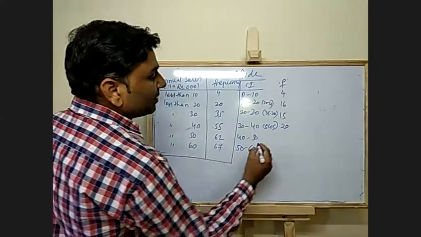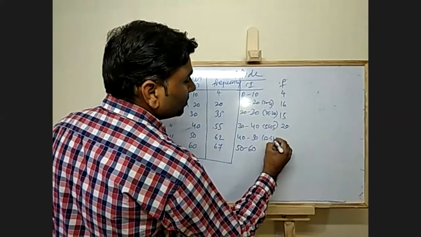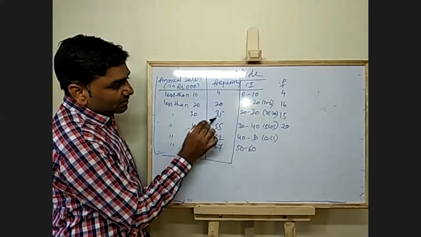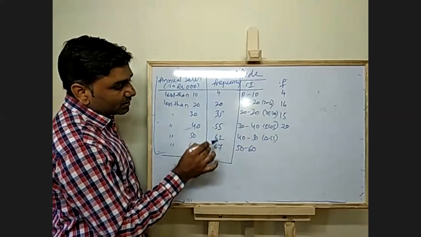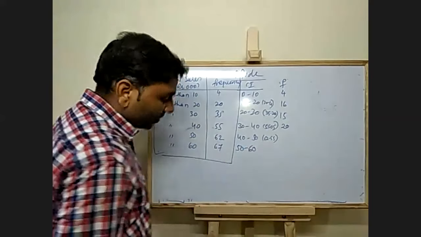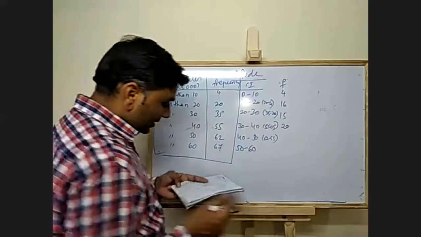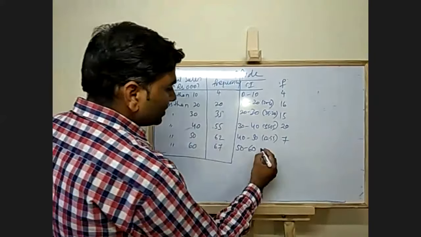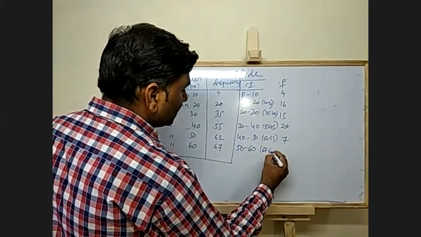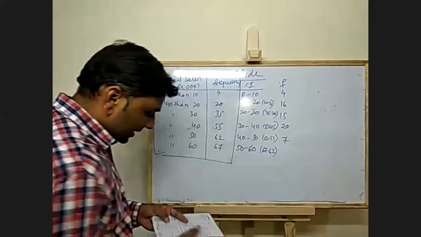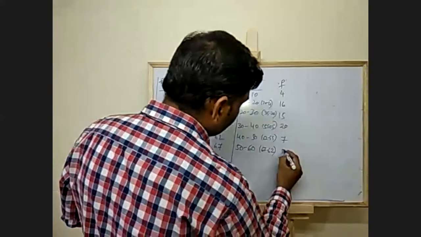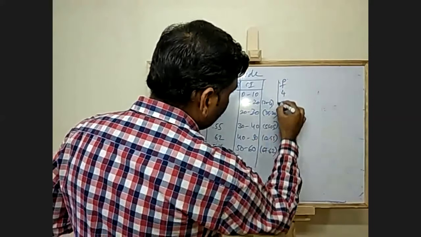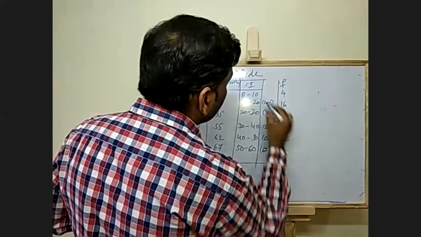Next, 62 minus 55. This minus this. So here the frequency is 7. Okay. Next, 67 minus 62. Frequency is 5. Now you know class intervals and frequency for that particular class.